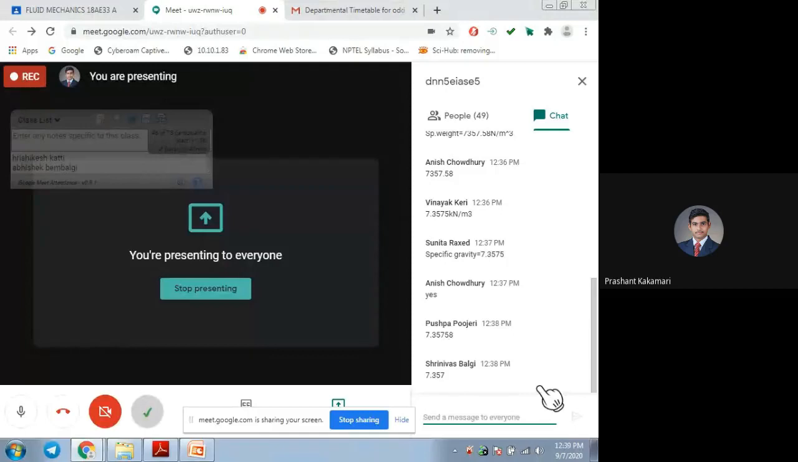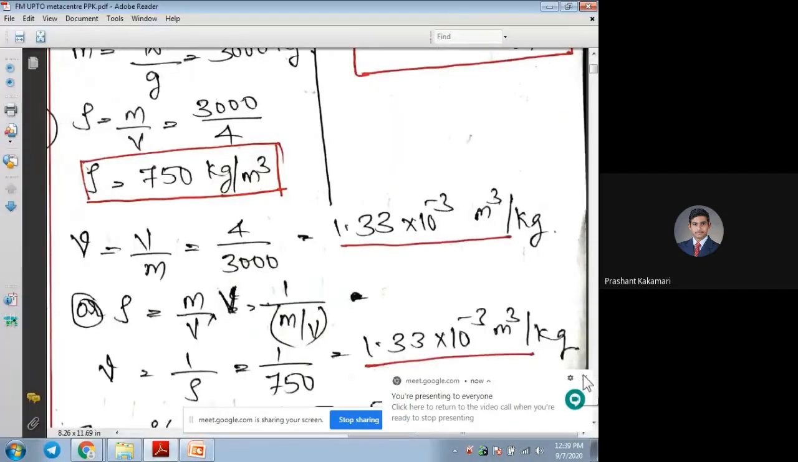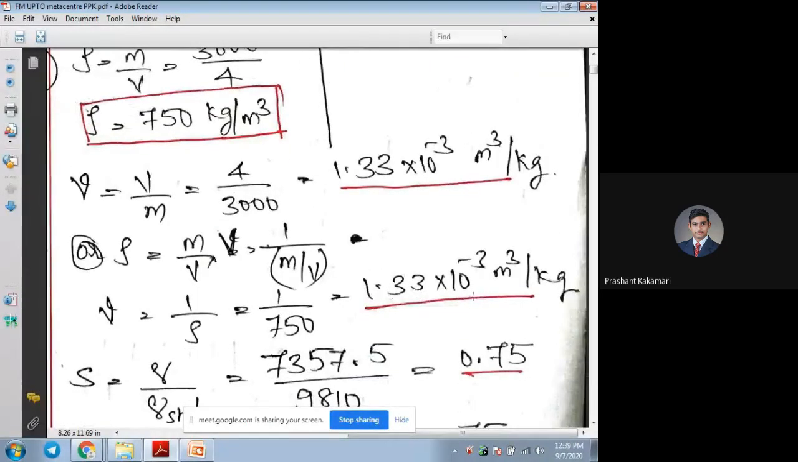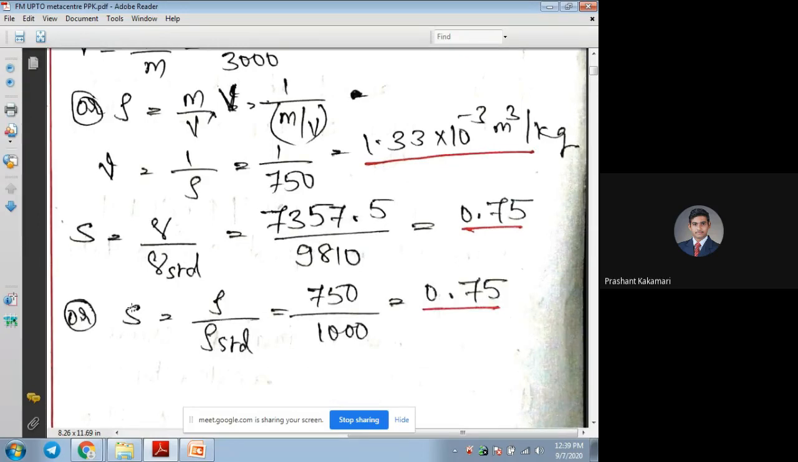Yes, Srinivas has shown values, Pushpa has shown, Anish Chaudhary is telling yes. Okay. So 1 by 750 is also 1.33 here. At the bottom you can see 1.33 into 10 raised to minus 3 meter cube per kg. That is the specific volume, for the given volume and the mass of the given fluid. Next, you can find out the specific gravity or the relative density, the last part.